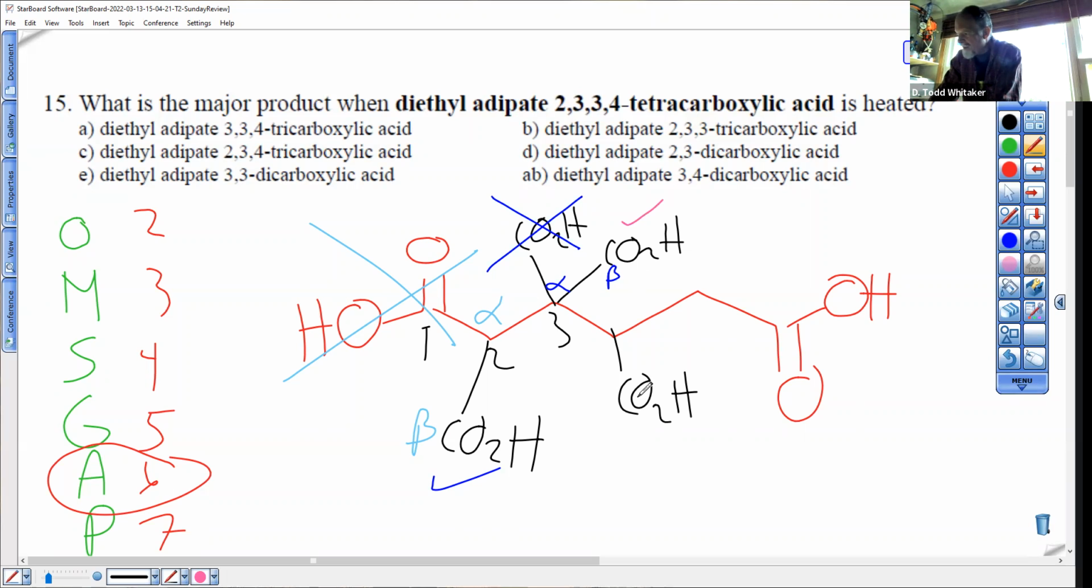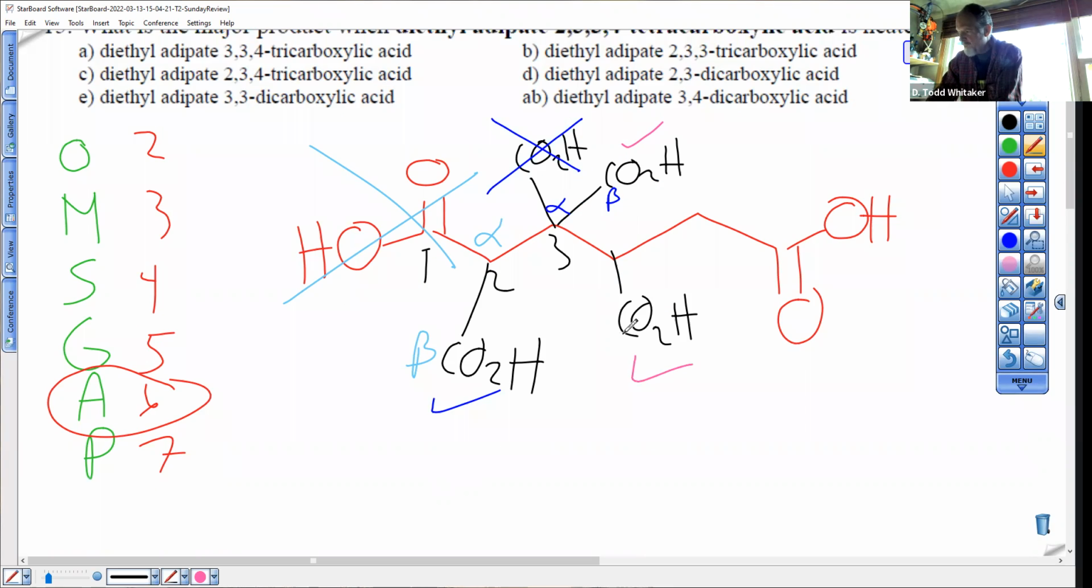Is this carboxylic acid beta to another carbonyl? There's alpha, there's beta, not carbonyl. There's alpha, there's beta, not carbonyl. This one stays. Is this carboxylic acid beta to another carbonyl? Answer, no. There's alpha, there's beta. It's not a carbonyl. Copy out what you've got left.